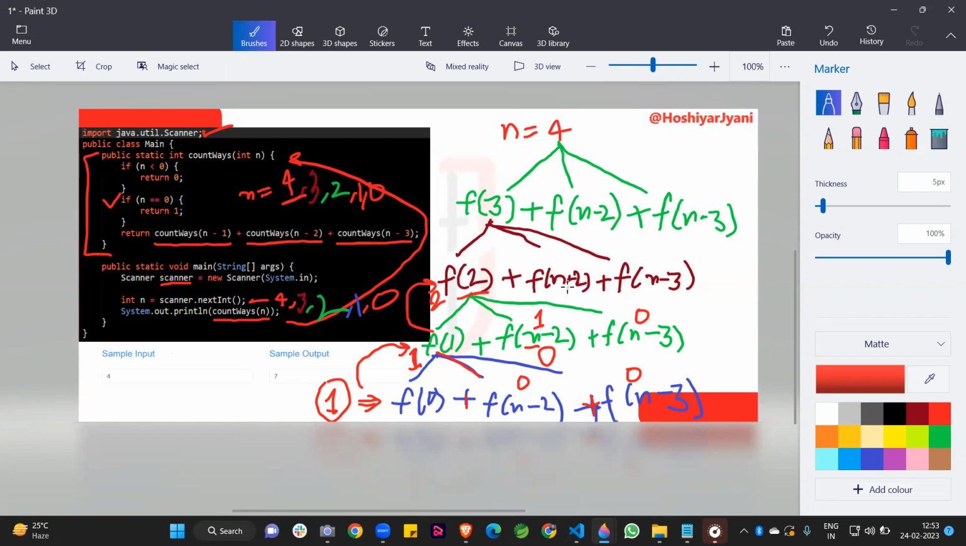After that, n minus 2. So what is the value of n here? We ask the parent. The value of n here is 3. So the value of this method is 3 minus 2, which is 1. So this is f of 1. We already solved it, and f of 1 returns 1, as you can see here. So we can write here the result of f of 1 is 1.